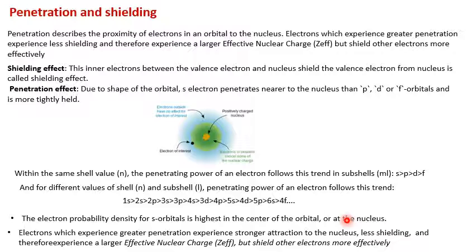If you look at this radial distribution probability curve, an electron which experiences greater penetrating power experiences stronger attraction to the nucleus and less shielding, and therefore experiences a higher effective nuclear charge, but shields other electrons more effectively. I'll come to that part in detail later: how to calculate the effective nuclear charge. In general, the orbitals having greater penetrating power, like the s orbital, which are very close to the nucleus, are tightly held to the nucleus and shield the valence electron from experiencing the nuclear charge fully.